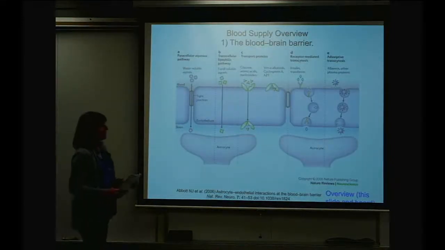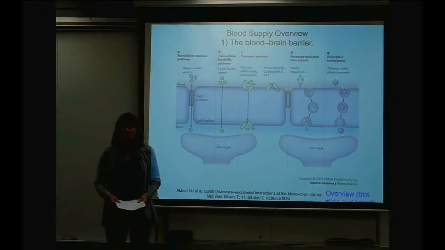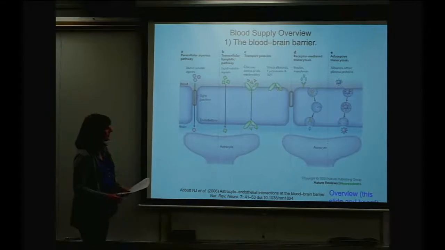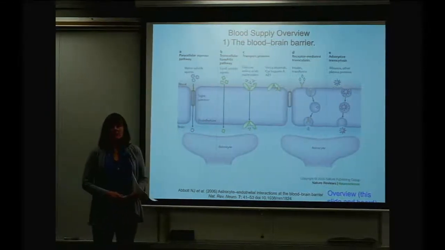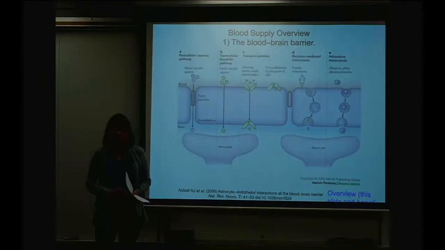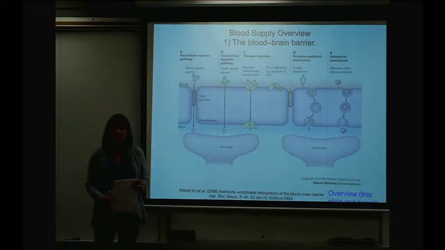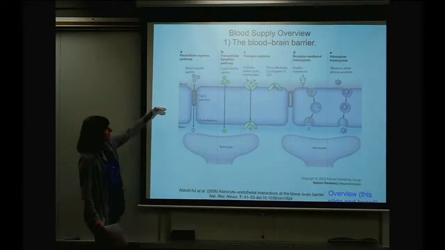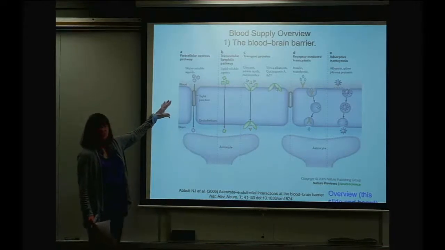Now I'm going to go over some main points or an overview of the blood supply to the brain. And this is our first slide. So we need to talk about the blood-brain barrier. We've all heard about it, and this is a diagram that gives you a little bit of an idea of what it is. We're going to go into more detail later on in the semester, but you need to have this in your head just from the start.